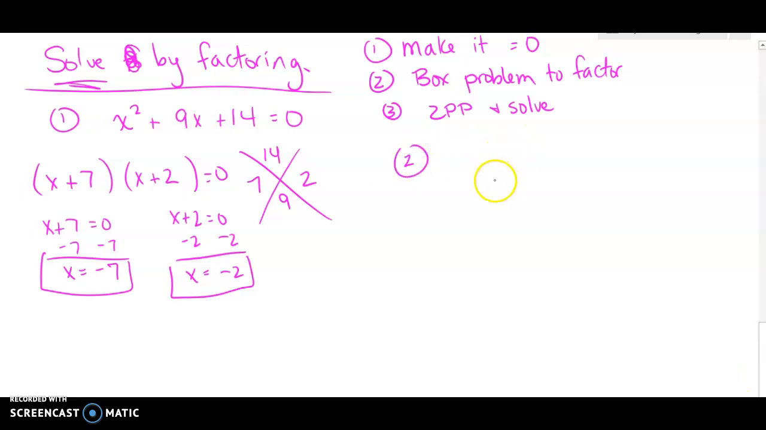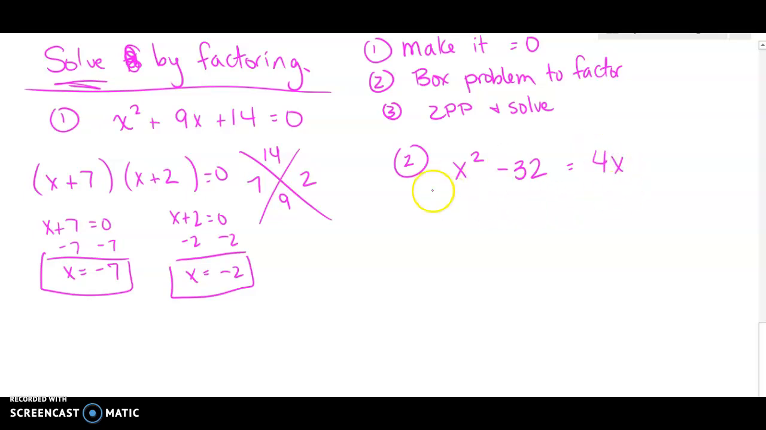Let's try another one. Let's say that you have x squared minus 32 equals, let's say, 12x. No, not 12x. I lied. Equals, let's say, 4x.